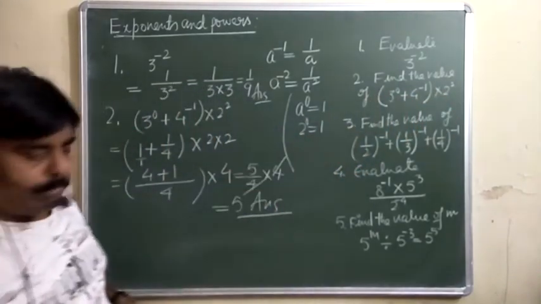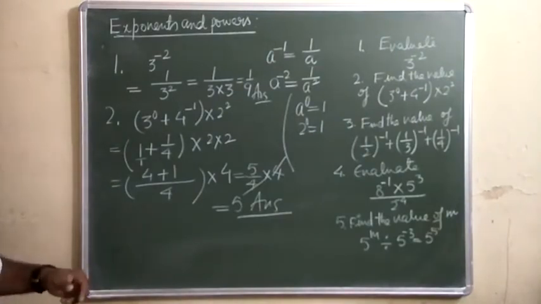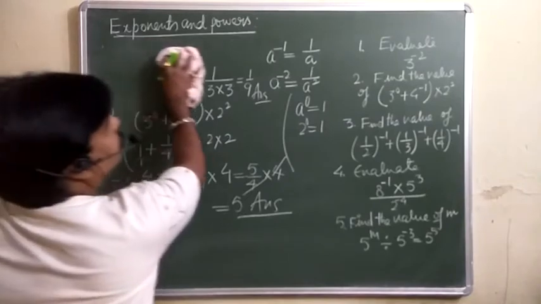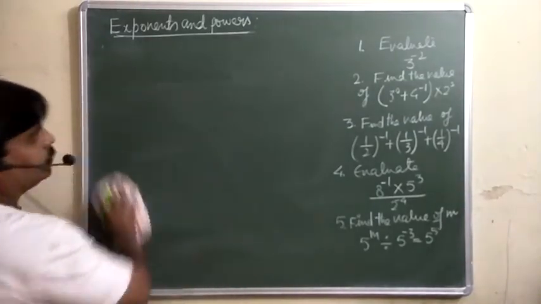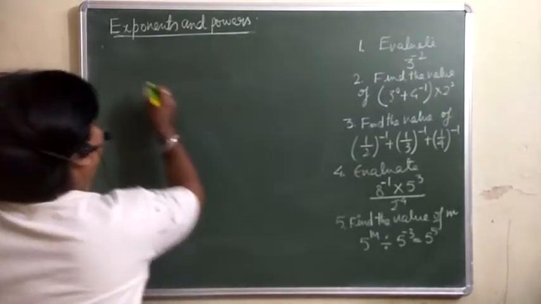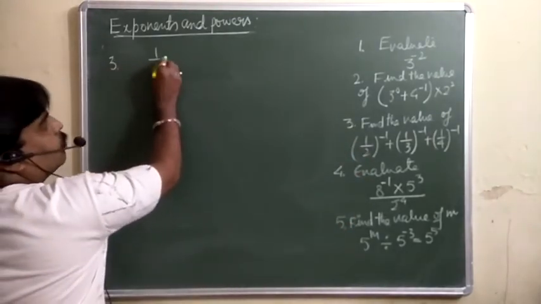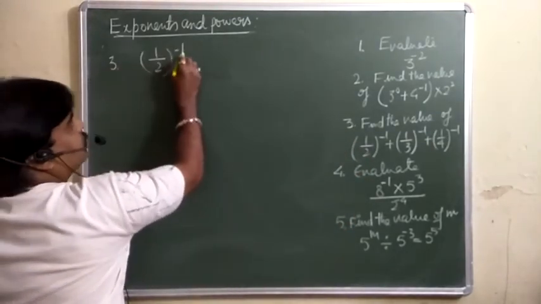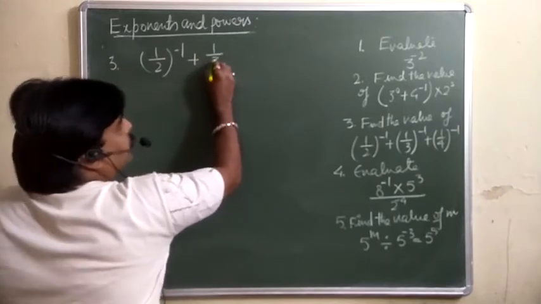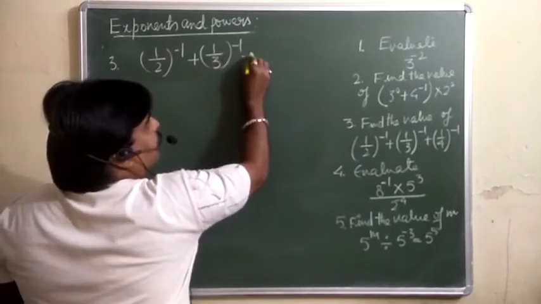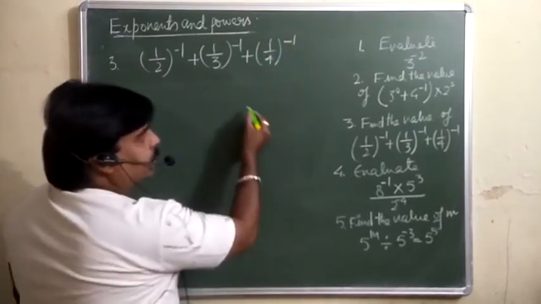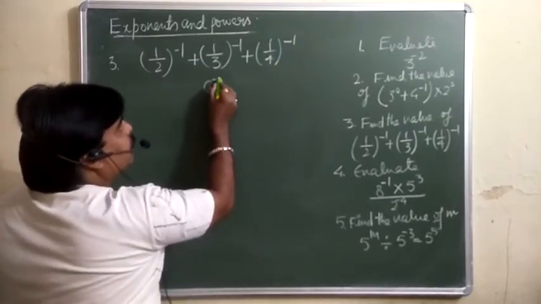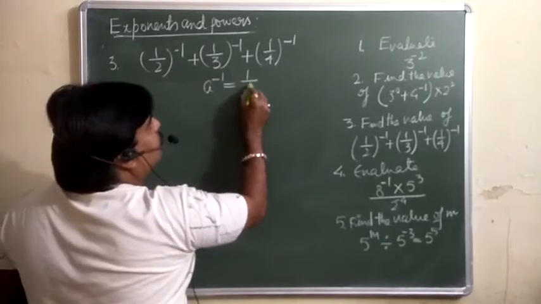Now just question number 3 we are taking. So look here now, question number 3. See, question number 3 is find the value of this one. We want to find the value of 1 over 2 raised to power minus 1 plus 1 over 3 raised to power minus 1 plus 1 over 4 raised to power minus 1. See one thing, right now we were discussing, if a raised to power minus 1, then we will write 1 over a.